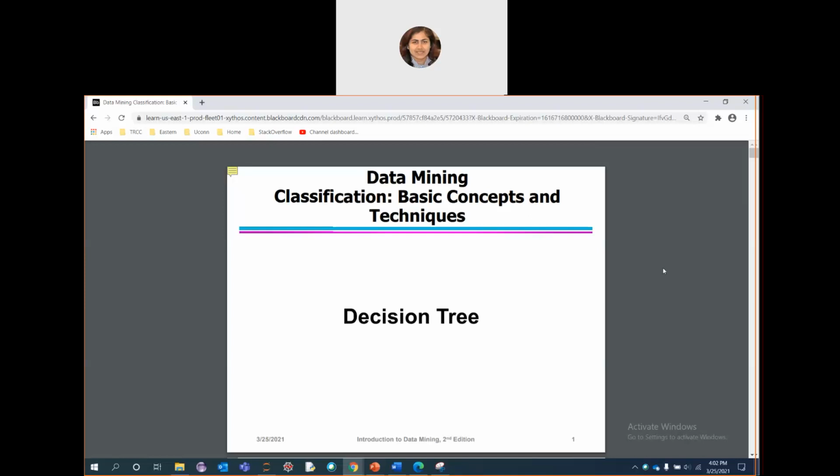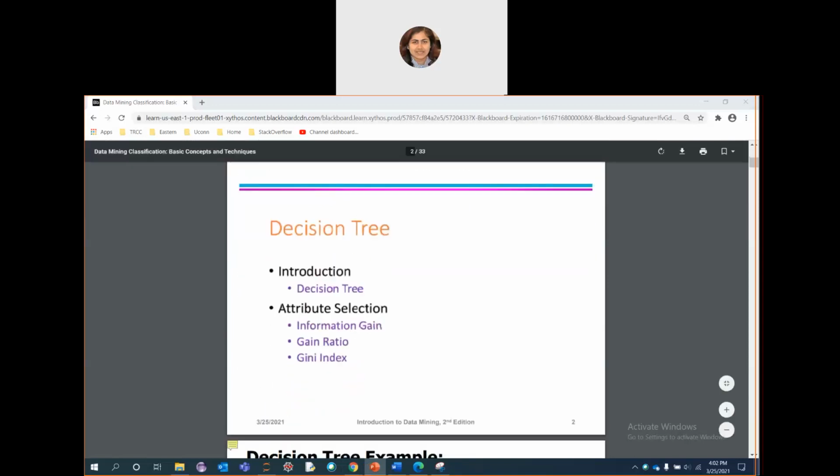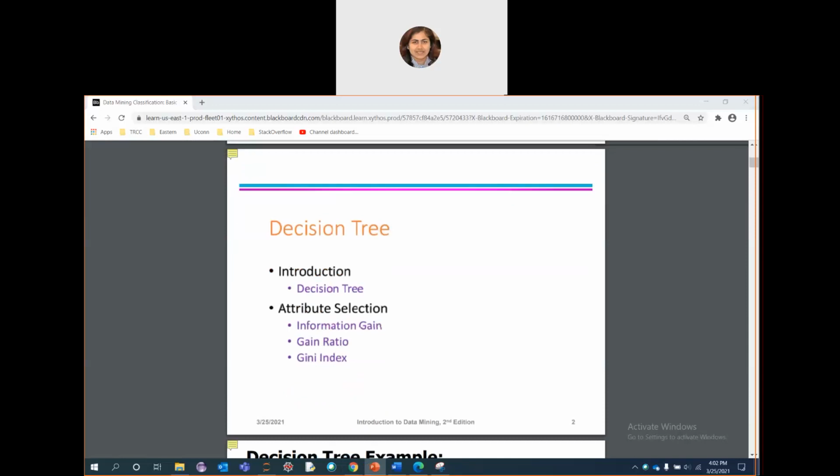Suppose a data set is given to you and you want to make a certain decision on the given data set for new data. So, in order for that type of classification or decision making process, decision tree is really helpful. Okay, so let's see what concepts we are going to cover here.